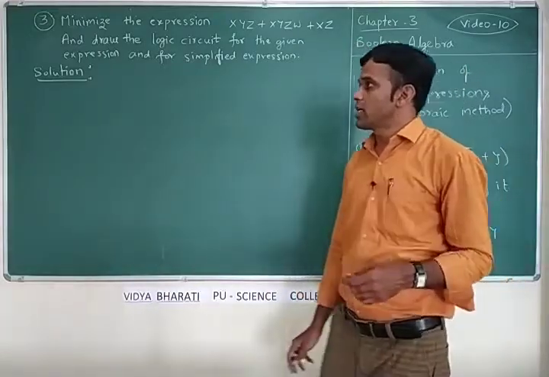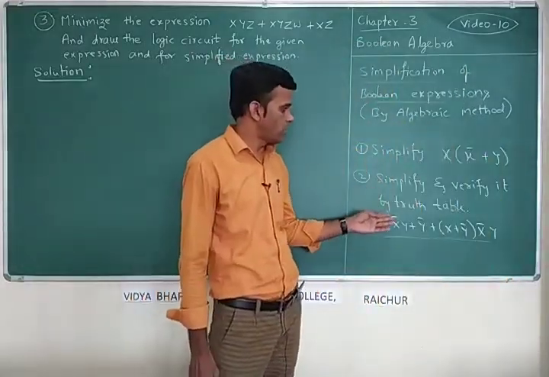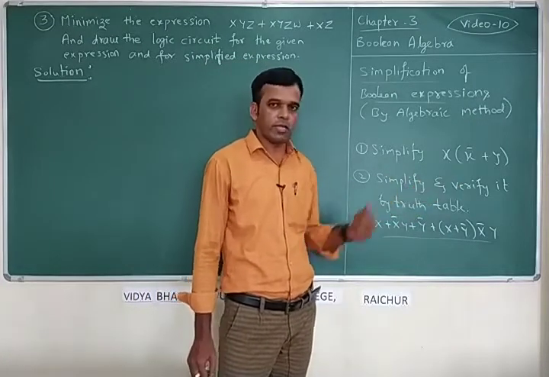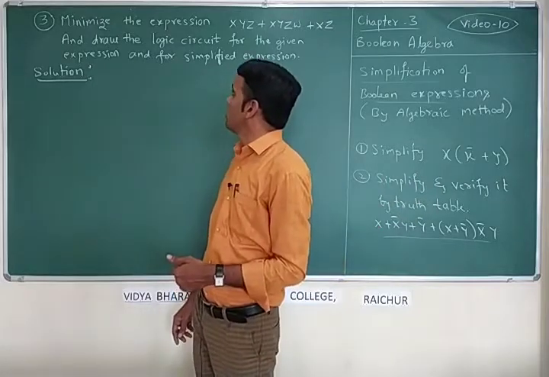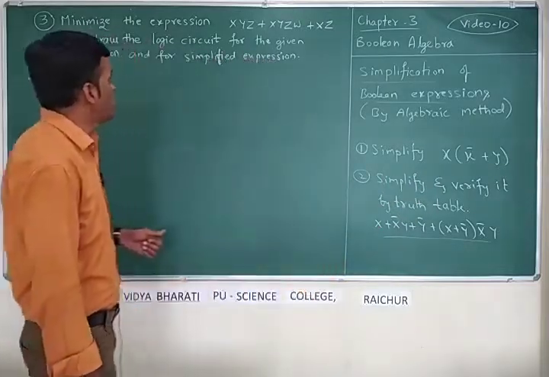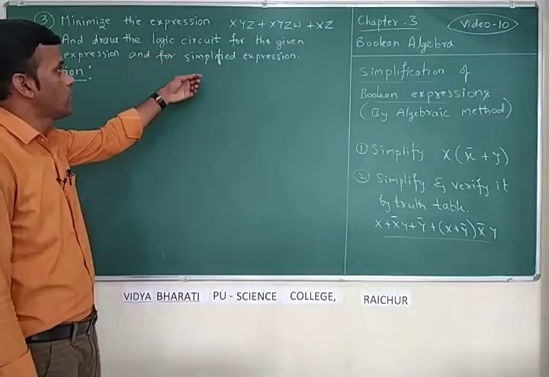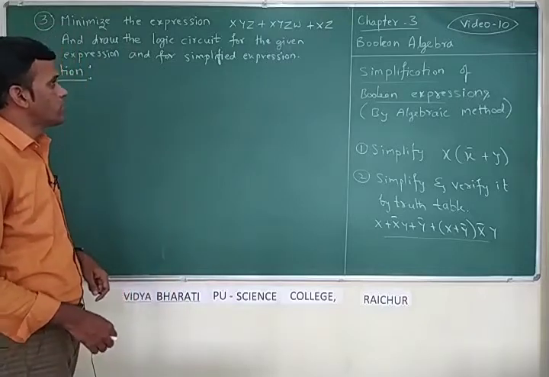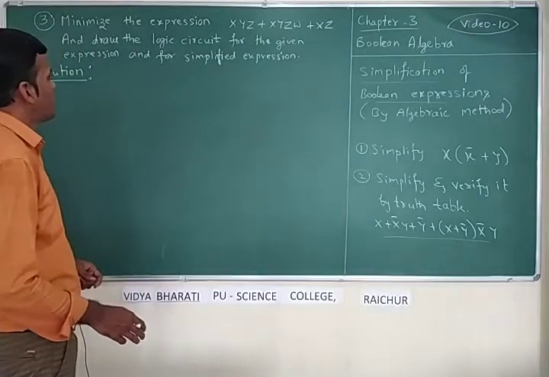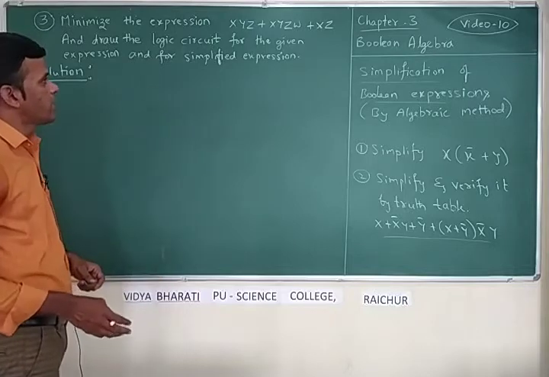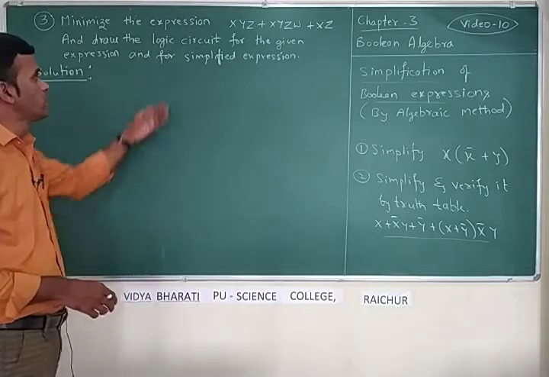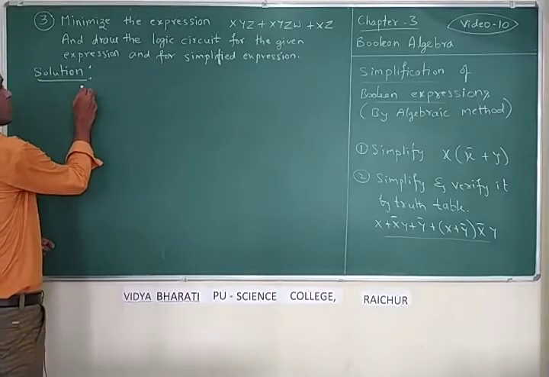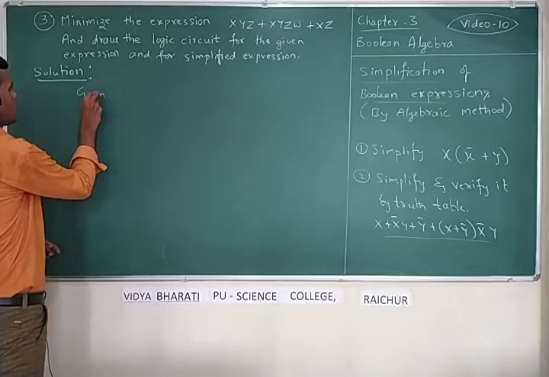So in the second problem, in the last class, we considered the truth table to verify. Now here it is not about the truth table. We have been asked to draw the logic circuits for the given expression as well as for the simplified expression. So first we will simplify the expression, later we will consider drawing the logic circuits. So, solution: consider the given expression.